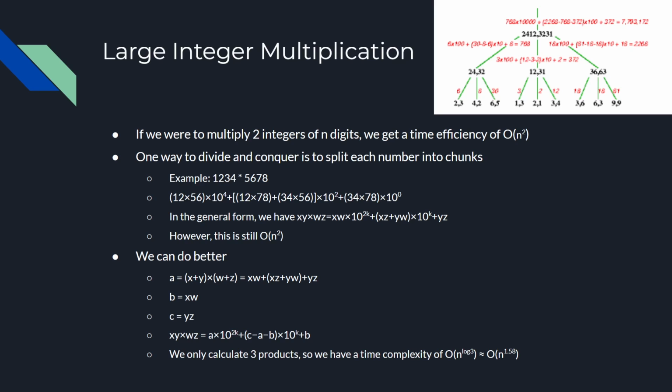But with some algebra and rearrangement of terms, we're able to simplify this into an expression that only requires 3 computations, which leads to a time complexity of O of n log base 2 of 3, or roughly O of n to the power of 1.58. Although this doesn't seem like a big improvement, when n gets really large, and when we're dealing with logarithms, this is quite a large improvement.